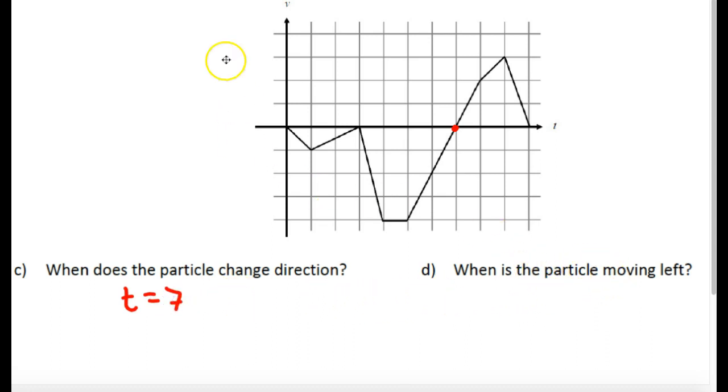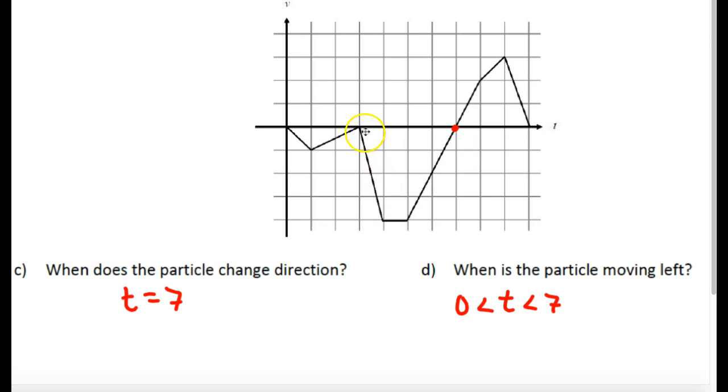Now, we kind of just talked about this one. When is the particle moving to the left? Well, it's moving to the left on this whole piece here because my velocity is negative for this whole piece. So I can actually say it's moving to the left between 0 and 7. It's moving to the left over this whole interval.